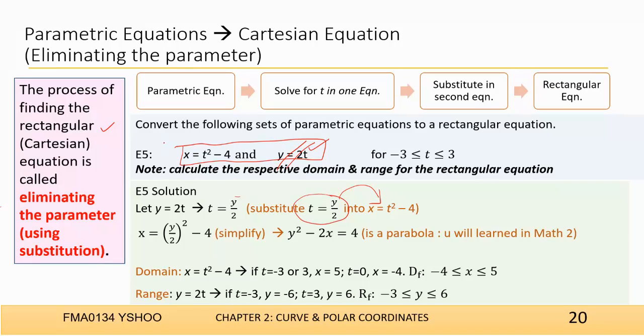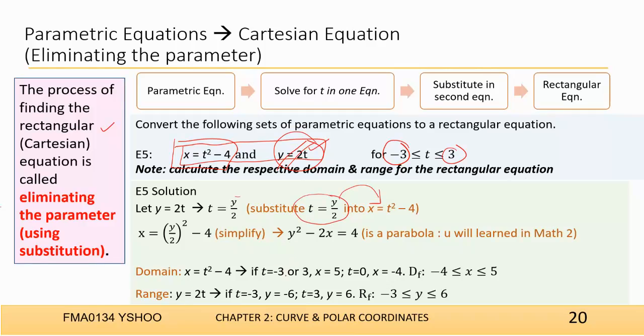Okay, then after that, over here, there is one more part. They ask you to calculate the respective domain and range for the rectangular equation. It's very simple to find the domain and the range of this equation, because we know that the value of x is our domain, the value of y is our range. So what you need to do is substitute -3 and 3 into the x, you will get the domain. If you substitute -3 and 3 into the y, you will get the range.